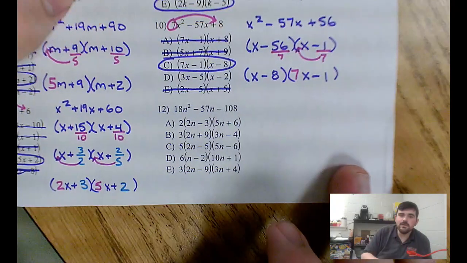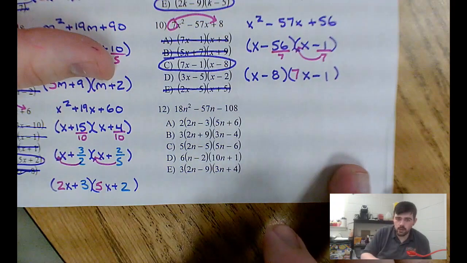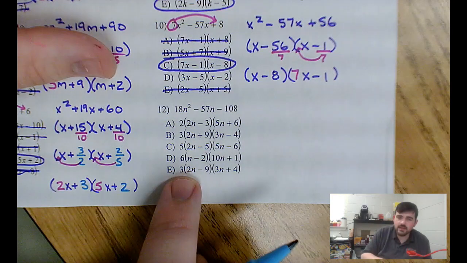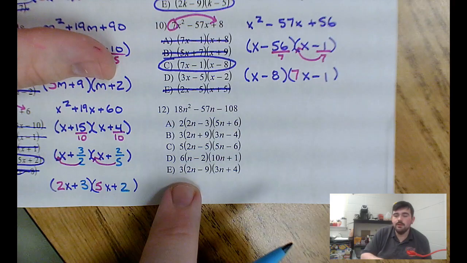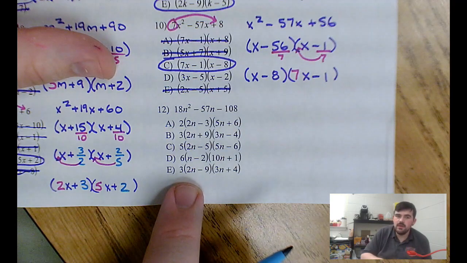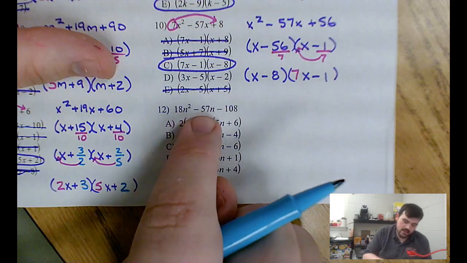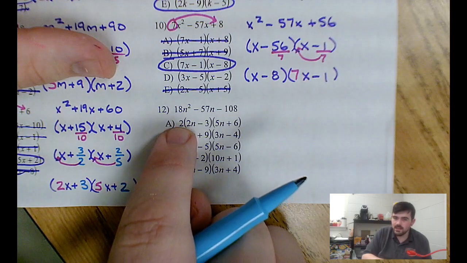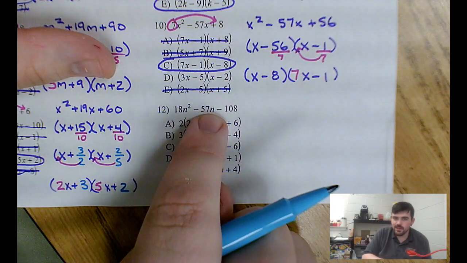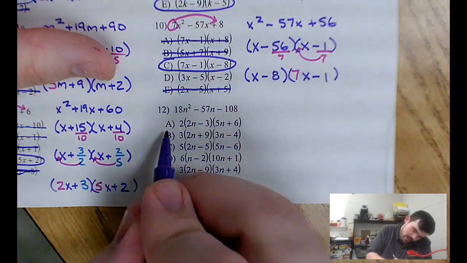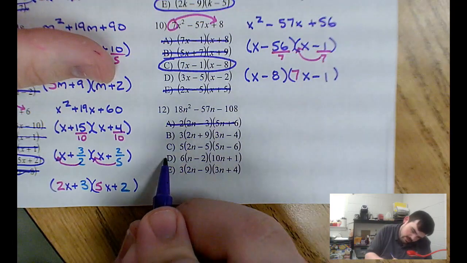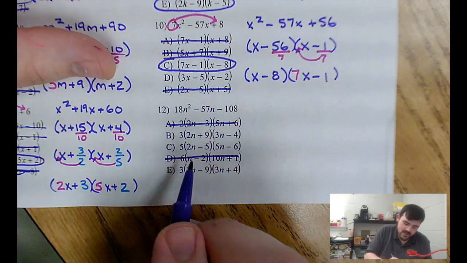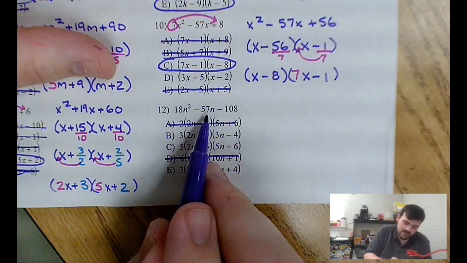Okay, number 12. 18, 57, 108. Now, scanning through these options, there's definitely a GCF, but we can still eliminate some of these. Now, 18 and 57, okay, 57 is an odd number, so my GCF can't be an even number because an even doesn't come from an odd. So I can go ahead and eliminate option A and option D. I can also eliminate option C because 5 is definitely not the GCF of 18, 57, or 108.